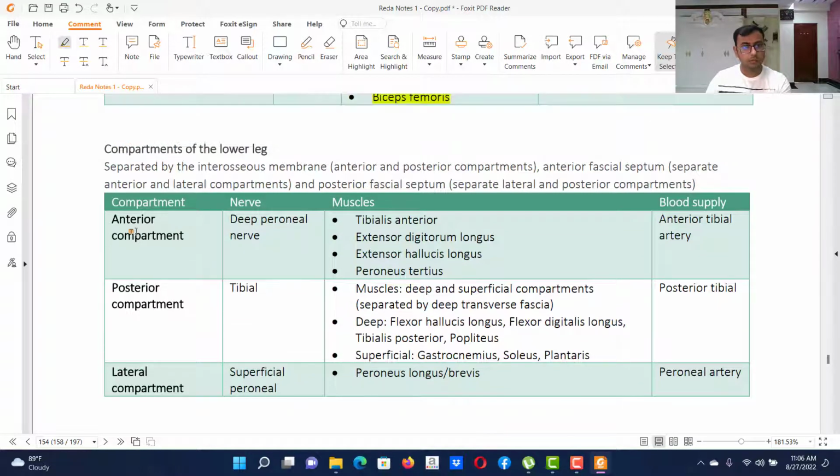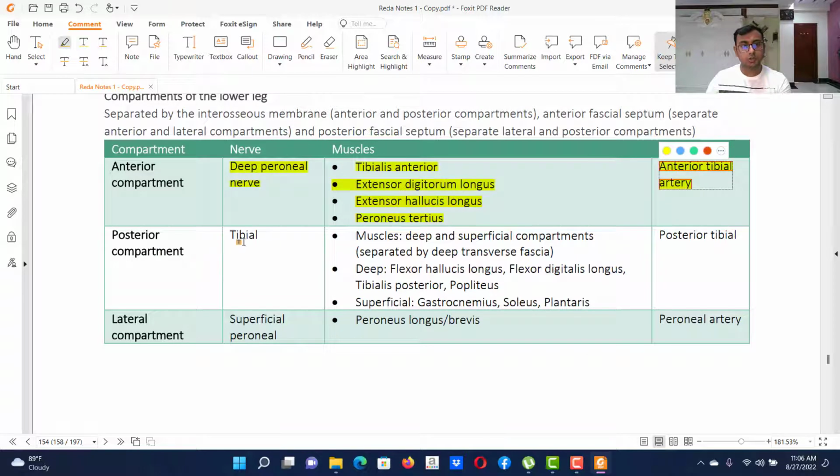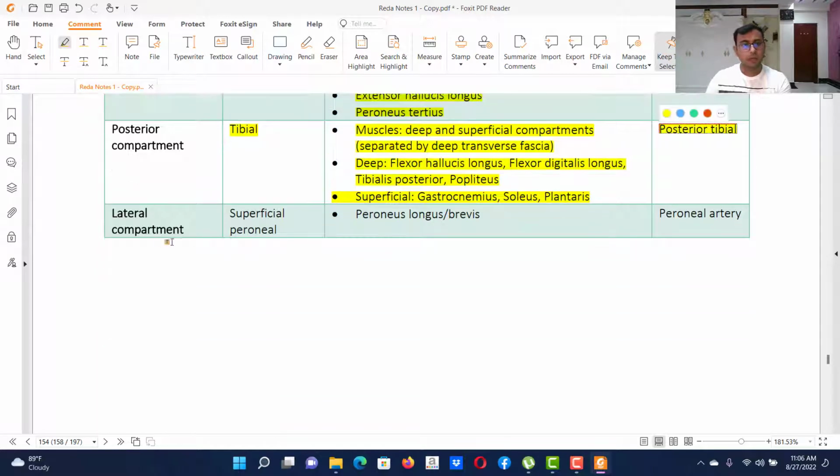The lower leg has an anterior compartment, a posterior compartment, and a lateral compartment. We already know that the posterior compartment has two parts, some superficial, some deep. The anterior compartment: deep peroneal nerve, tibialis anterior, extensor hallucis longus, extensor digitorum longus, and peroneus tertius, supplied by the anterior tibial artery. The posterior compartment: tibial nerve, muscles of the deep and superficial fascia, popliteus, soleus, plantaris, posterior tibial artery. And the lateral compartment: superficial peroneal nerve, peroneus longus and brevis, and the peroneal artery.